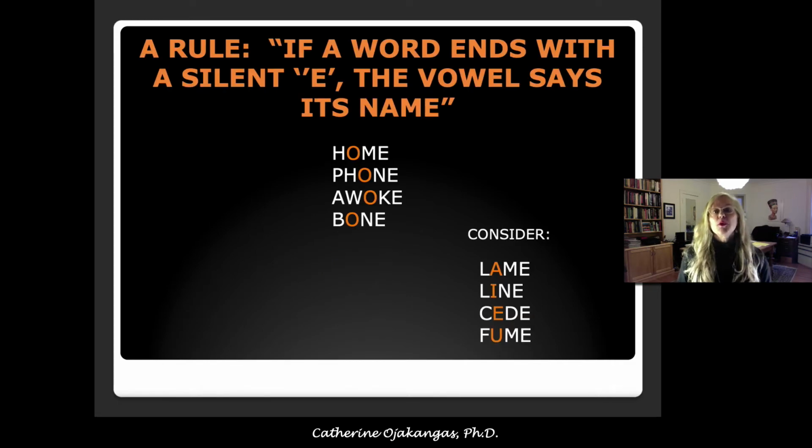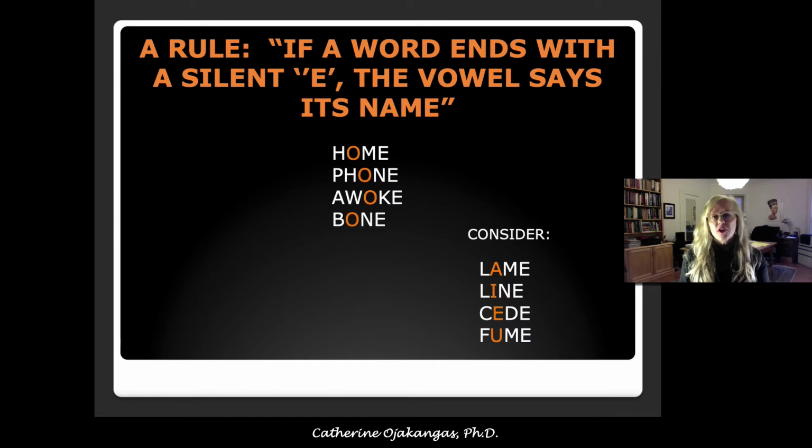Now, there's a little rule here that all children learn in elementary school. If a word ends with a silent E, the vowel says its name. And as you know, the vowels in English are A, E, I, O, U. So this can help you when wondering how to pronounce an O in particular words. Because these words, home, phone, awoke, and bone, end with a silent E, the O is pronounced O, the letter O.